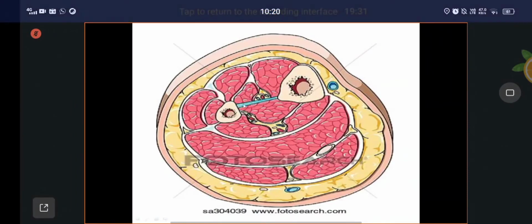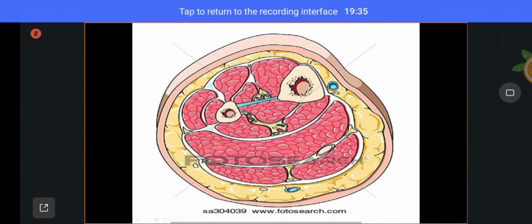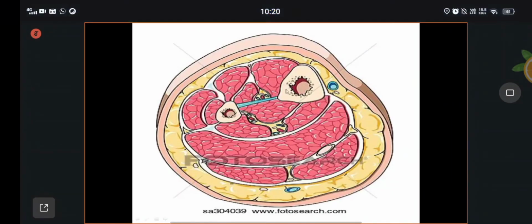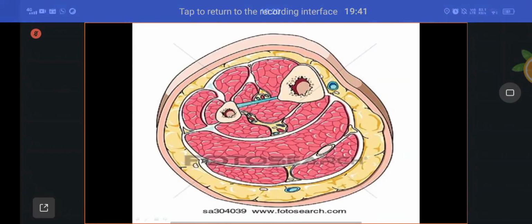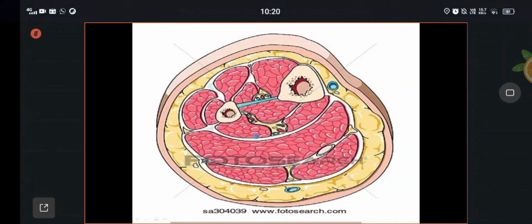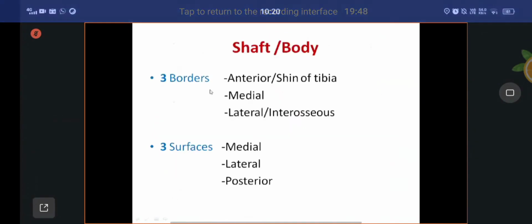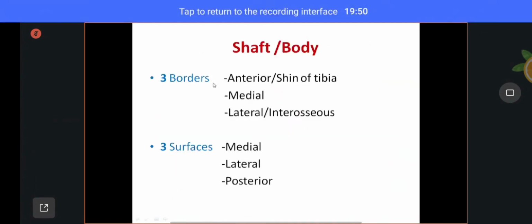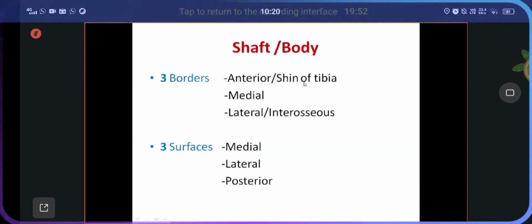Once again, I am telling you, because it is triangular in outline, it has three borders: anterior border and lateral border. Because it gives attachment to the interosseous membrane, it is called the interosseous border. This is the medial border. Three borders and three surfaces: lateral surface towards the fibula, medial surface, and the posterior surface.